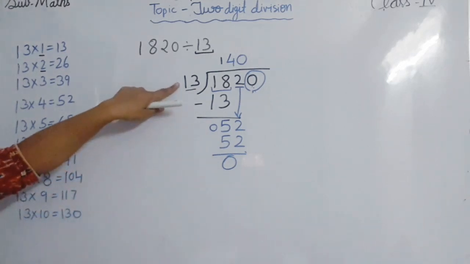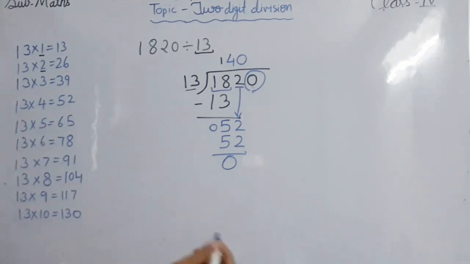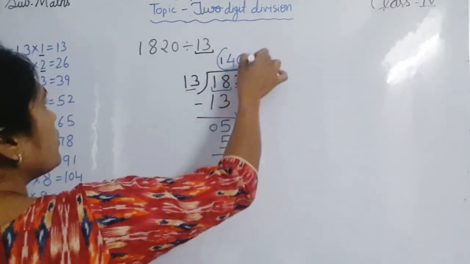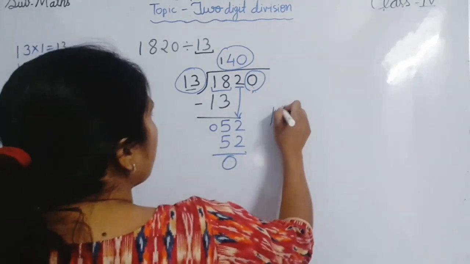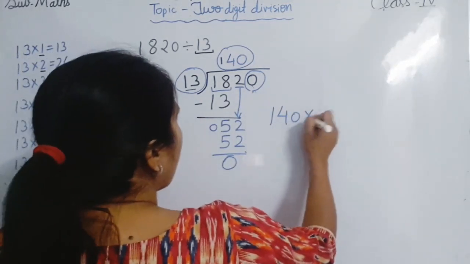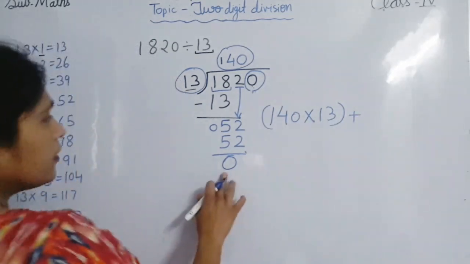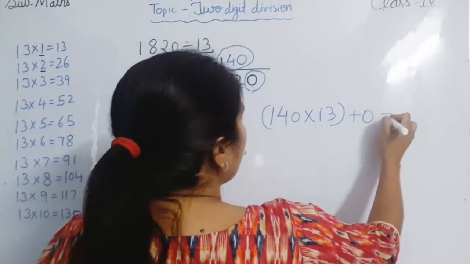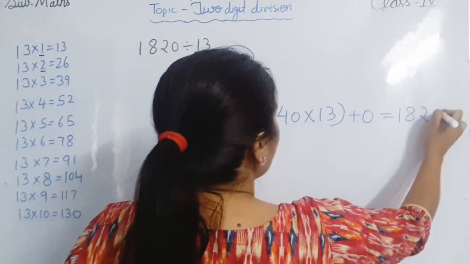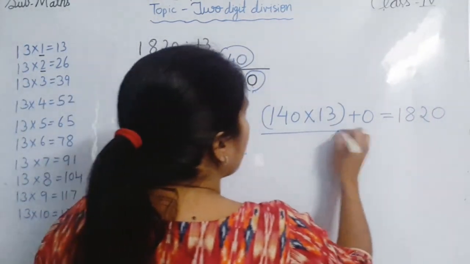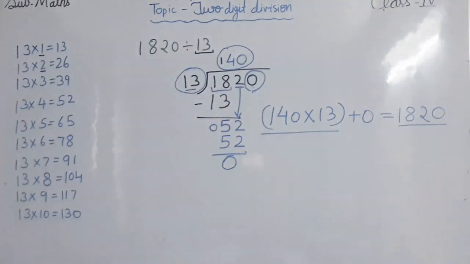Now let's verify our answer, whether it is correct or not. So again, what is the formula? Quotient multiplied by divisor. Here I am doing 140 multiplied by 13, plus remainder 0, and it should be equal to 1820.